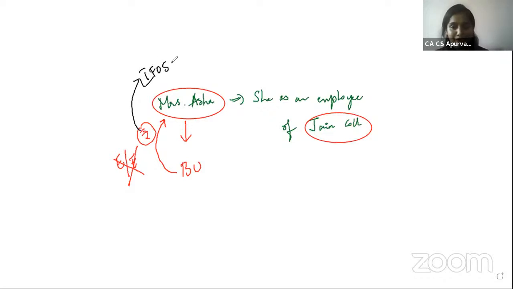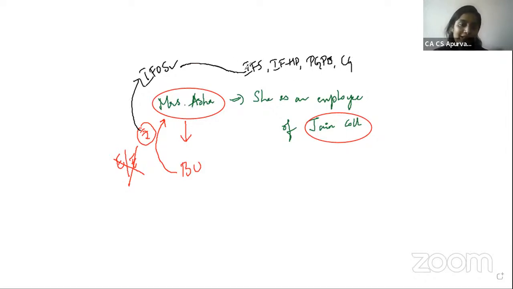It's called IFOS, income from other sources. This is the last head of income, where an income is chargeable to tax but is not charged under income from salaries, income from house property, PGBP, or capital gains. It is charged under the head income from other sources.